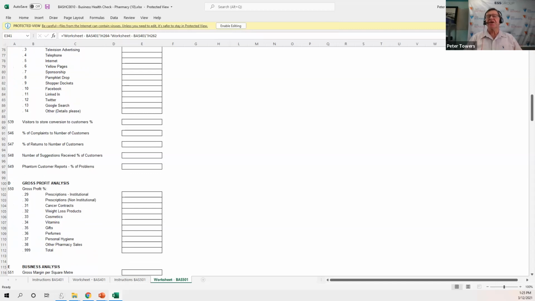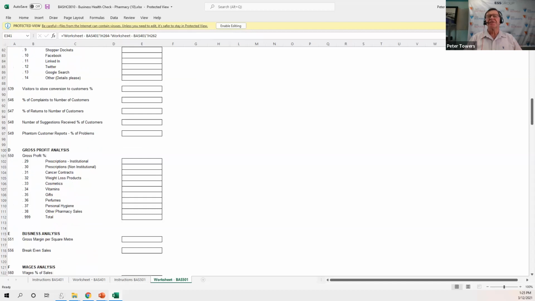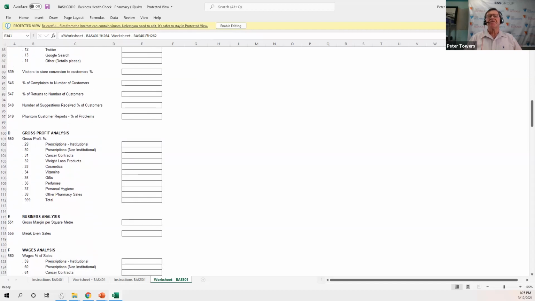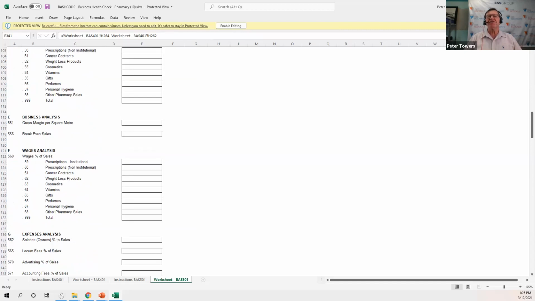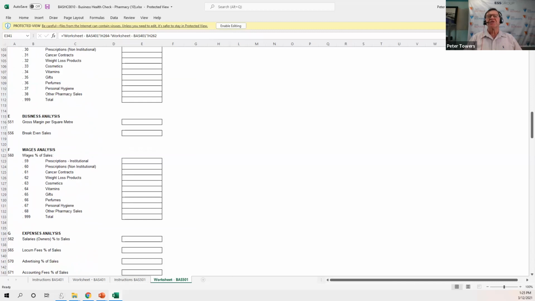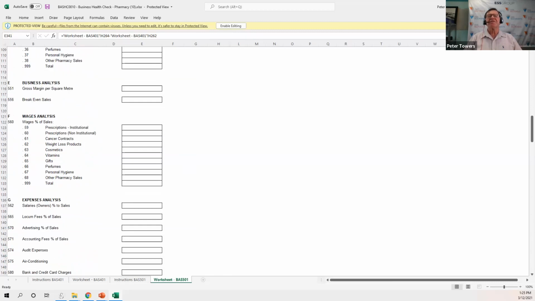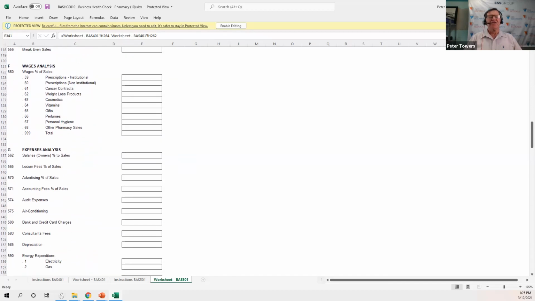Percentage of complaints to the total of customers, returns, number of suggestions. What do the phantom customer reports highlight? You know, how many problems? The gross profit percentage of the various components. So all this information is now available. Gross profit analysis. What would have been the break-even sales? And all these calculations are getting prepared within the system. We've embedded them in the system. They will do the calculations and put the figures into the finished report for you.